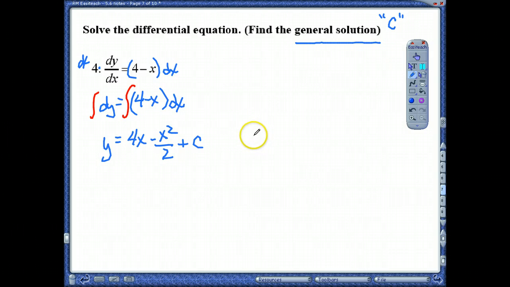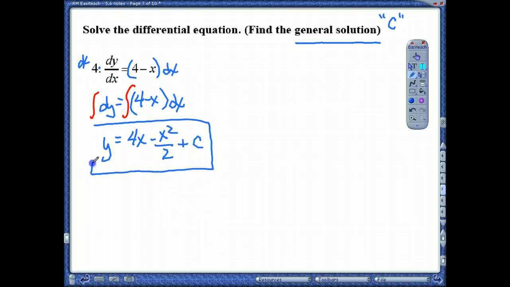We don't know. But any of the mystery constants, we're going to put them on the same side and just have 1. So we have the general solution. We have a c, that's why it's a general solution. That is our answer. It's called solving a differential equation. Differential just means derivative. Solving means you're finding y equals.